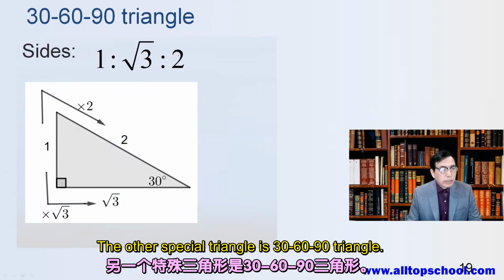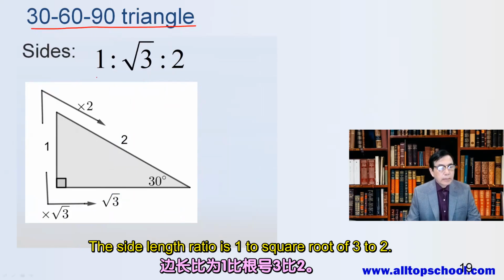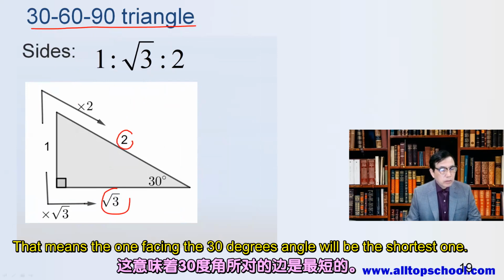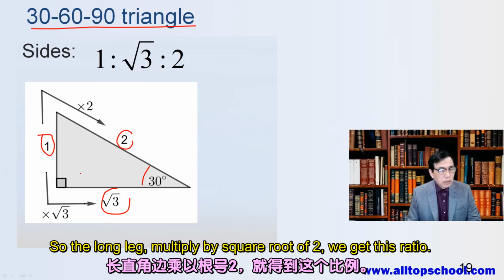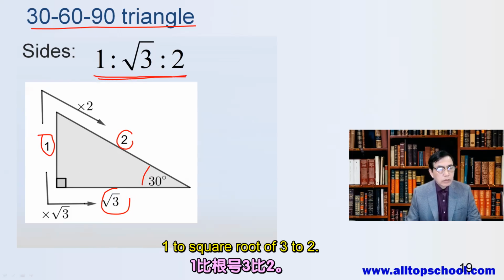The other special triangle is the 30, 60, 90 triangle. The side length ratio is 1 to square root of 3 to 2. That means the side facing the 30 degree angle is the shortest one, and the hypotenuse is twice as much as this one. The long leg is the short leg multiplied by square root of 3, so we get this ratio, 1 to square root of 3 to 2.